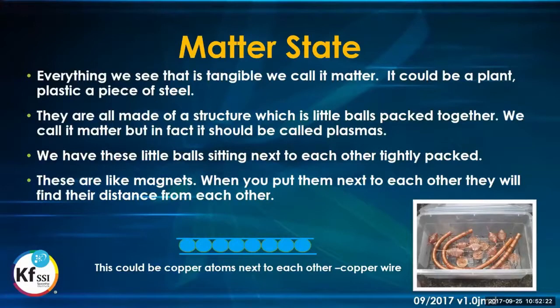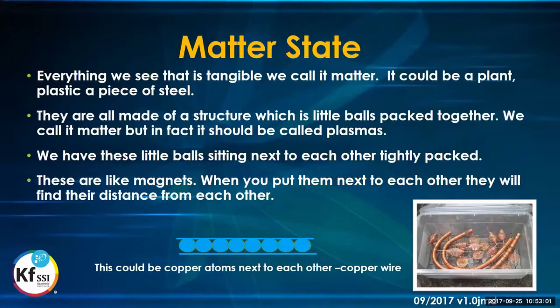So we know what the matter state is. Everything that we see that is tangible, we call it matter. Whether it was a plant, a piece of plastic, or a piece of steel, we've always known it as, well, that's matter. They are all made up of a structure which is little balls packed together. We call it matter, but in fact it should be called plasmas. We have these little balls sitting next to each other, tightly packed. These are like magnets, and when you put them next to each other, they will find their distance from each other. So that's essentially what our matter state is.